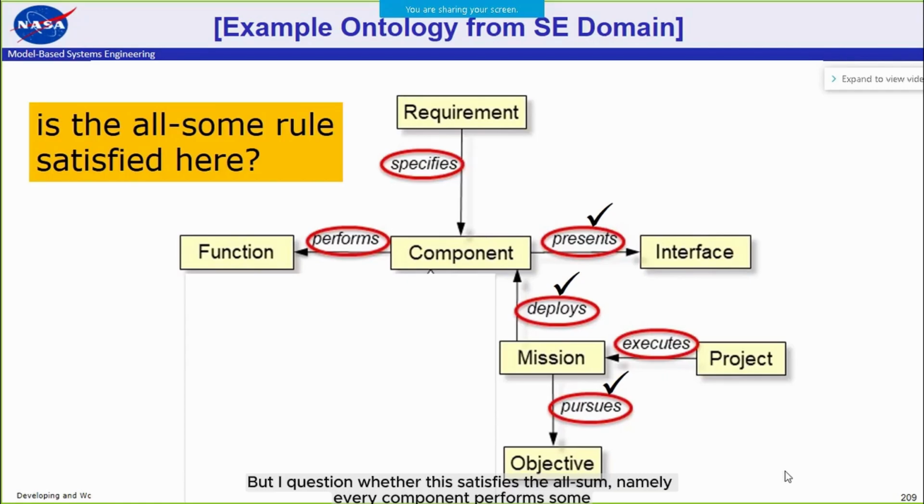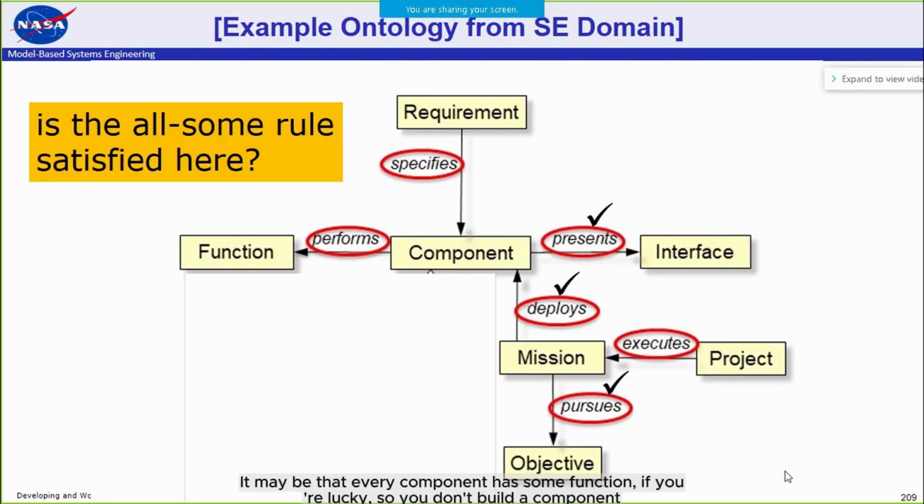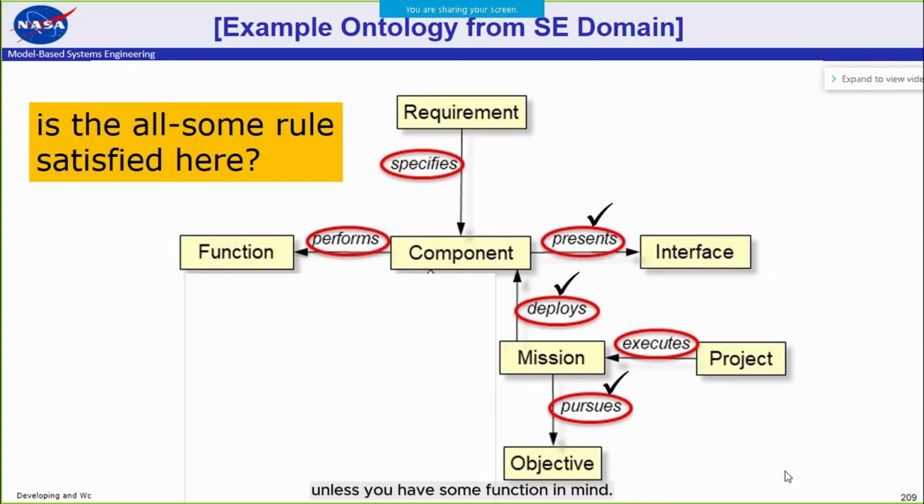But I question whether this satisfies the all-some rule, namely every component performs some function. The reason is that there are many failed missions and many pieces of equipment lying around in military warehouses that never, ever saw the light of day. They're full of components. But none of those components ever did anything. They just sit there until they rust away. So it's not true that every component performs some function. It may be that every component has some function, if you're lucky. So you don't build a component unless you have some function in mind. But whether it ever gets to perform is another matter.